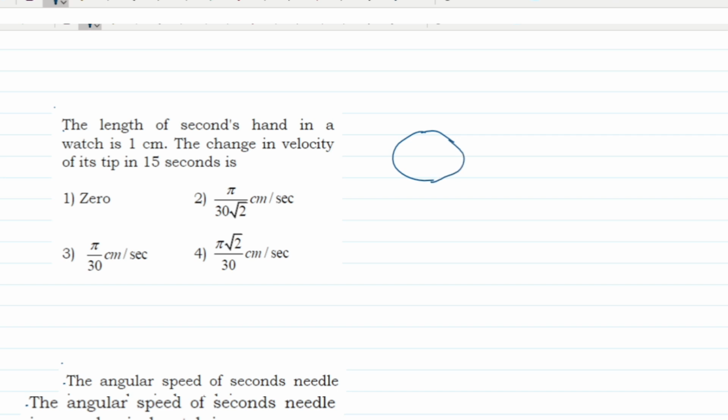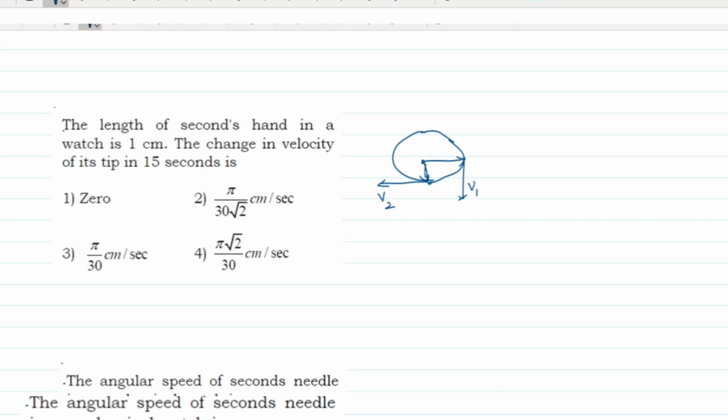This is a clock, and this is the seconds hand. The initial velocity, let us take as v. You can take it moving in the clockwise manner. This is the initial velocity. Now it completes 15 seconds, so the seconds hand will come over here, and this is the final velocity after completion of the 15 seconds.